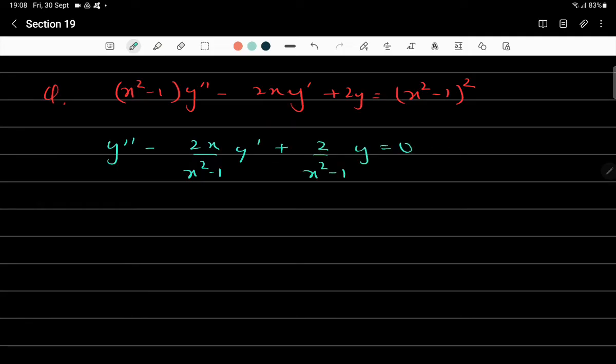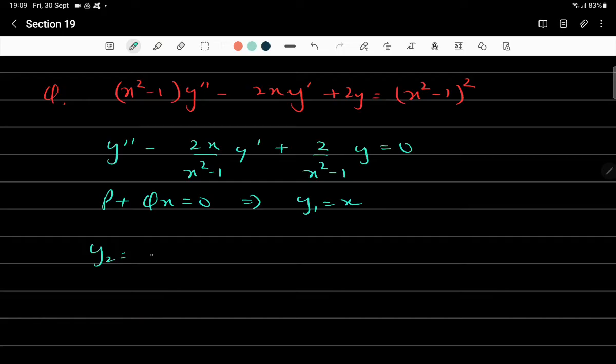Now there are two main methods: either transform it into an equation with constant coefficient, where you will see that your z is integration root q x, so root 2 by root x square minus 1, which is integrable. But the easier approach is to identify one solution first. So here p plus qx is equal to 0. See, you can see that x square minus 1 is common. It means y1 is equal to x is one solution.